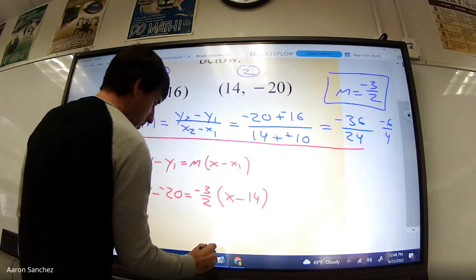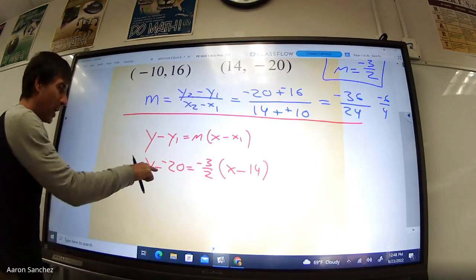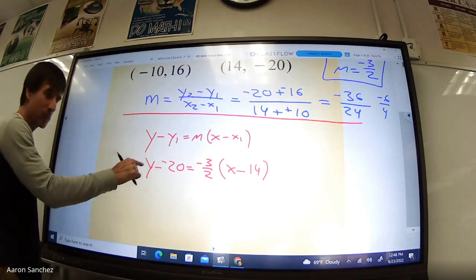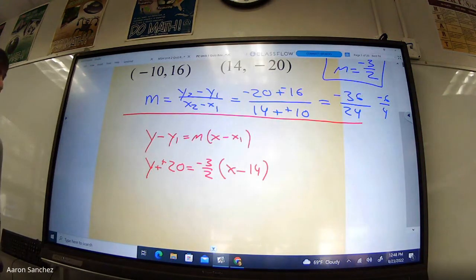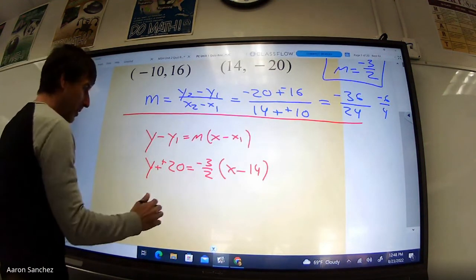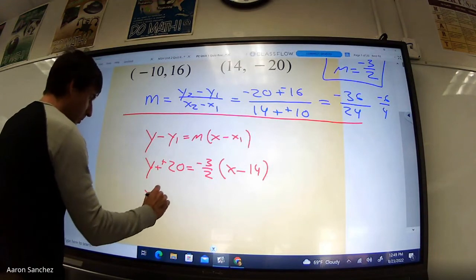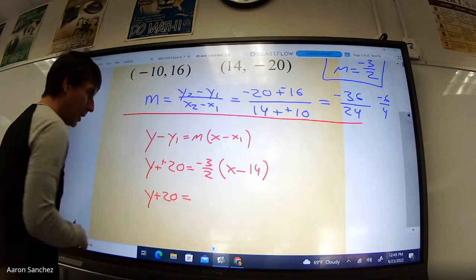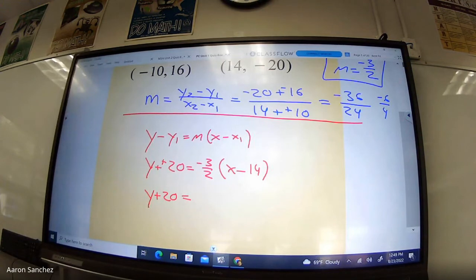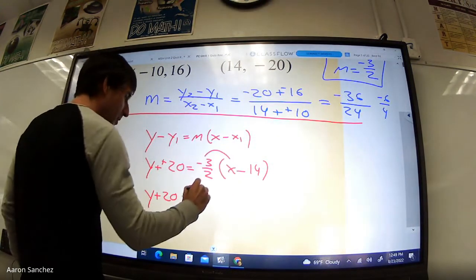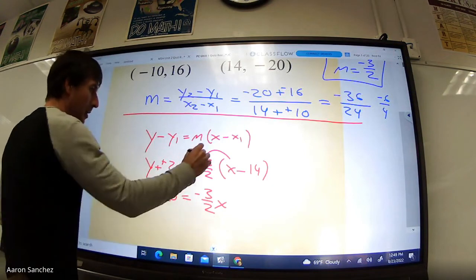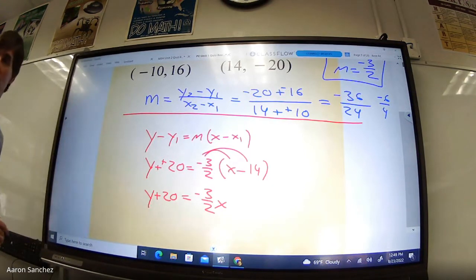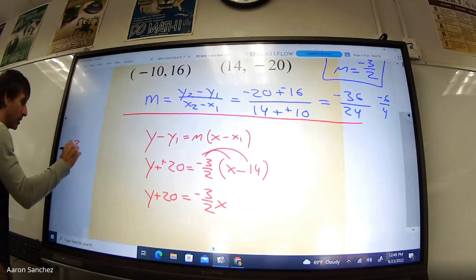Okay. All right. Now, subtracting a negative is kind of confusing, so I'm going to do the skip, change. Y plus 20 is much easier for me to see than y minus negative 20. This x minus 14 makes sense. All right, this is y plus 20 equals, what do I do next? Distribute the 3 halves. What's 3 halves? Negative 3 halves times x. Very good. And negative 3 halves times negative 14. Did you guys solve that?